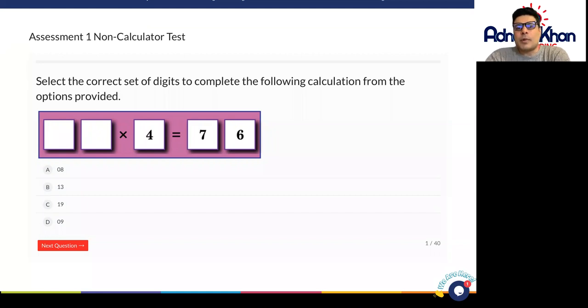Let's see what we can do here. So what number multiplied by 4 equals 76? So we know that the opposite of multiplication is division. So let's just do a basic division of 76 divided by 4. So 4 goes into 7 once. Remainder is 3. 4 goes into 36 9 times. So 4 times 19 is going to be 76.